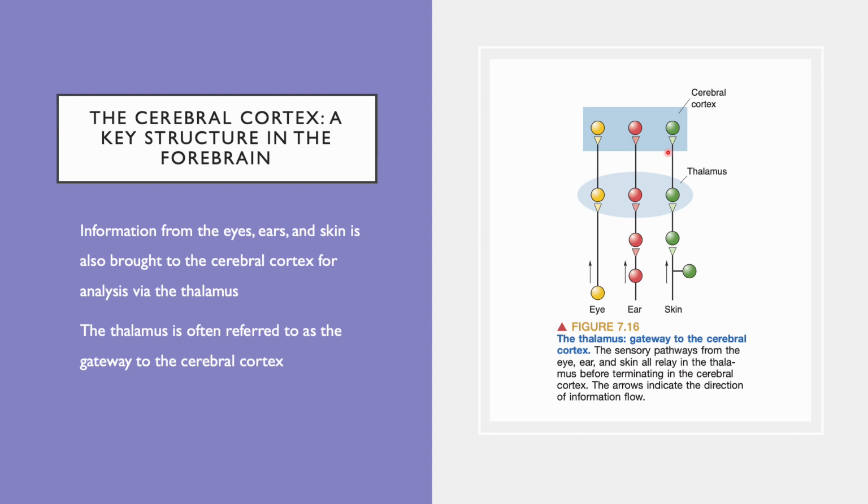So as I noted before, the internal capsule is a bundle of axons that help transduce information from the thalamus to the cerebral cortex. So really the thalamus is a gateway of sending information from the cerebral cortex to other areas. Information from our eyes, our ears, and our skin are brought to the cerebral cortex via the thalamus, and that's helpful thanks to the internal capsule that has long axons that allow information to be transduced from the thalamus to the cerebral cortex.